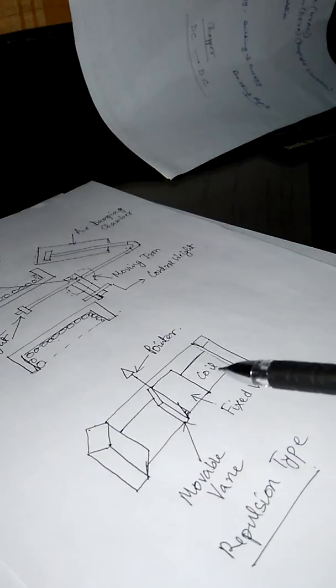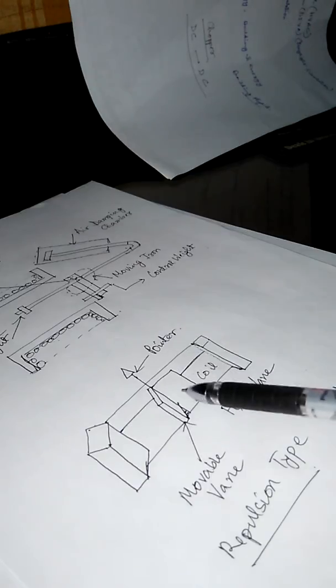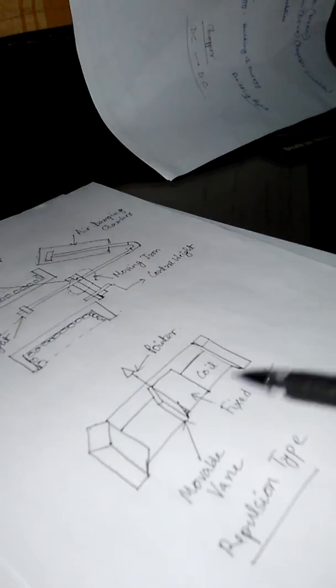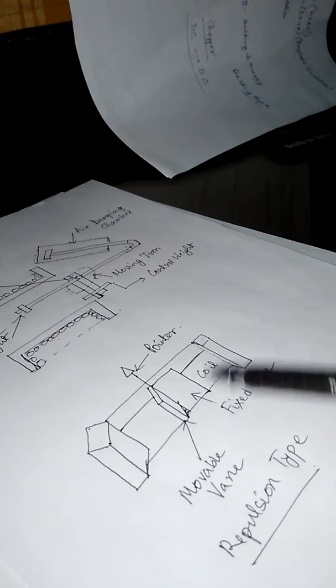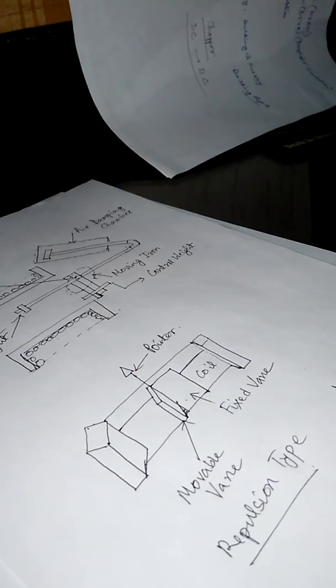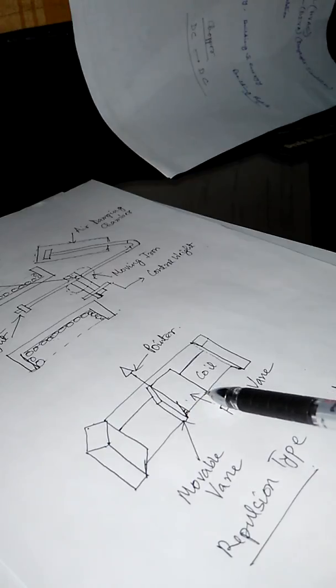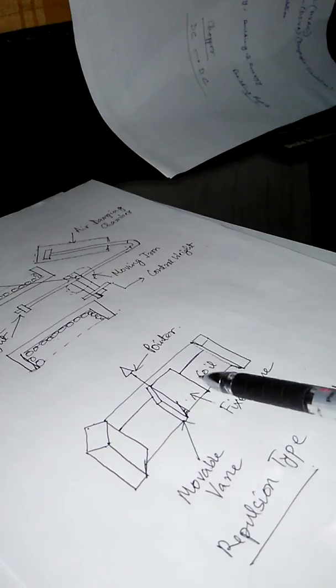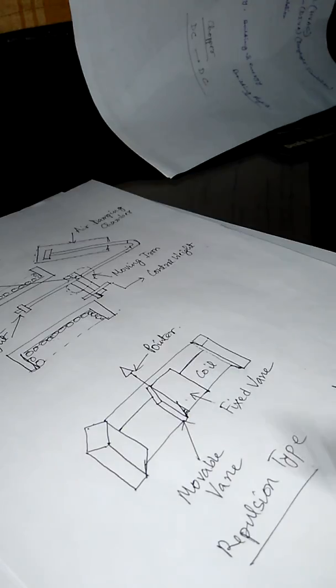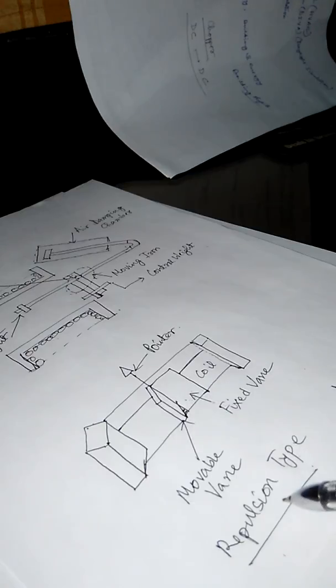Now the two iron pieces are both magnetized, so obviously they repel each other. So that is the repulsive force between this movable vane and this fixed vane. That means this movable vane is going to move away from the fixed vane because of that repulsive force. So this type of instrument is called the repulsion type moving iron instrument.